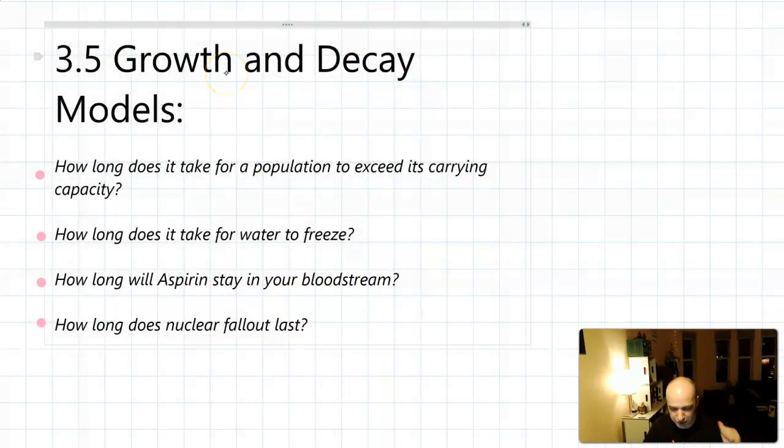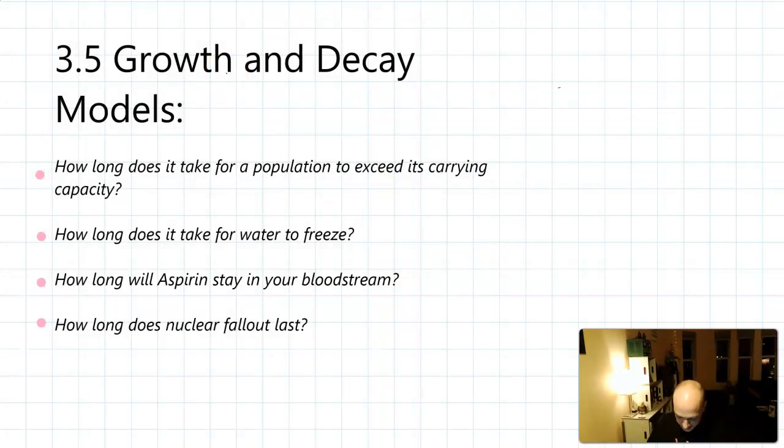Today we're going to look at section 3.5, which is all about growth and decay models. So if you ever wondered how long it would take for a population to reach its limit, how long it takes for something to freeze, how long a drug might stay in your bloodstream, or how long nuclear radiation might last floating through the air, then you are interested in exponential growth or decay models.